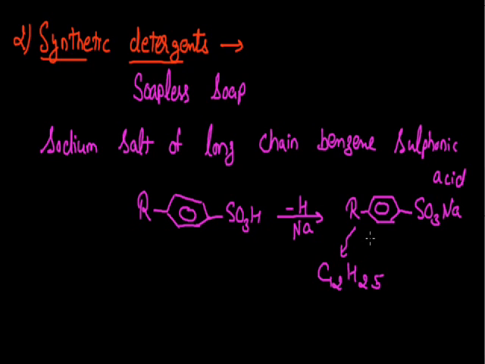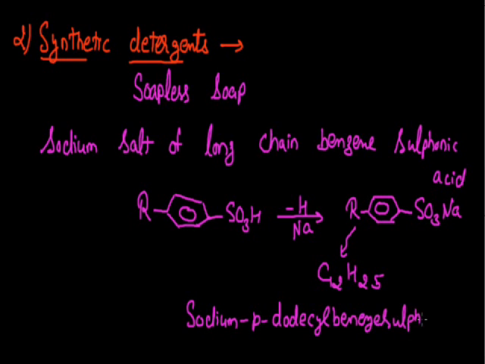when this group contains C12H25, the name of this compound will be sodium, since it's the sodium salt. Since at the para position of this benzene ring the dodecyl group is there, it will be sodium para dodecyl benzene sulfonate, with the group sulfonic acid. So that is about the representation of these synthetic detergents.